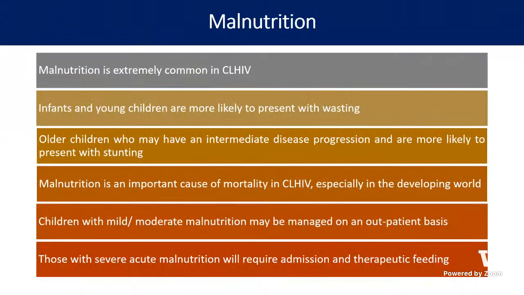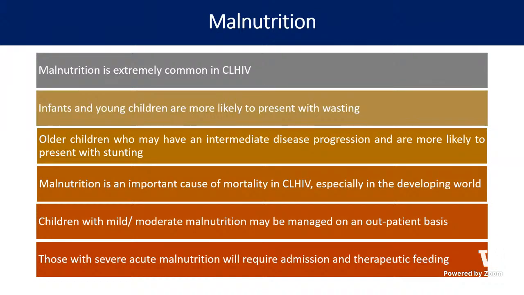So most common is what? Malnutrition. This is the most common thing which we see in infants and young children, and they will present with wasting. And sometimes older children may have intermediate disease, and they may progress very rapidly, and they continue with this stunting. Malnutrition becomes a very important cause of mortality in children, more so in our part of the country, our part of the subcontinent rather.